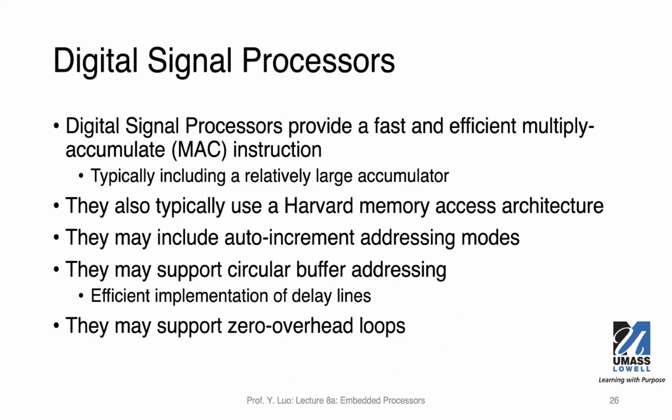Harvard architecture really means that you have separate program memory and data memory. And they also provide ways to automatically increment addresses in the addressing mode, so you can quickly get to the next sample without having to specifically increment the pointers to access data in memory. They may also support circular buffers. That's going to be an efficient implementation of the delay lines. And also they may support zero overhead loops when you have such a large number of loops to operate on these samples.